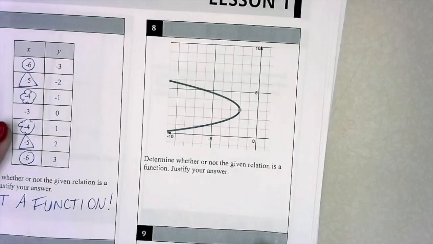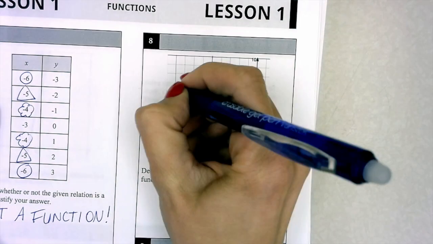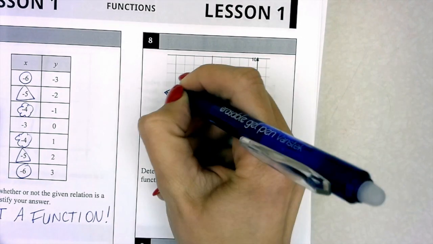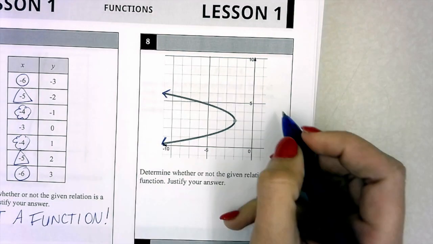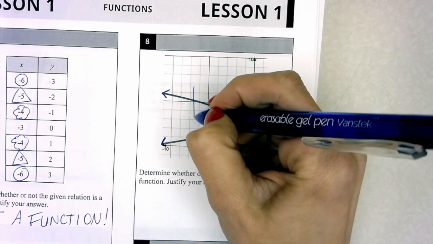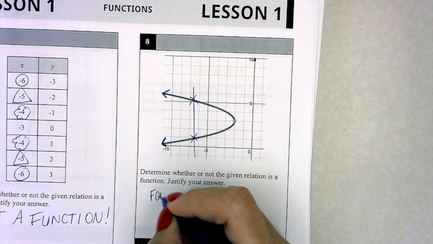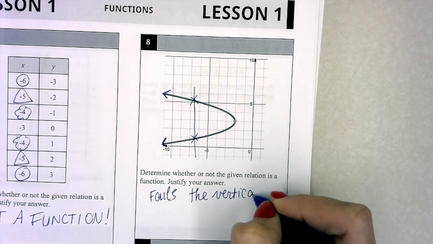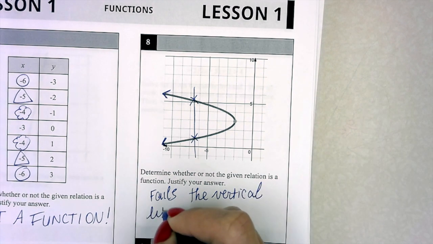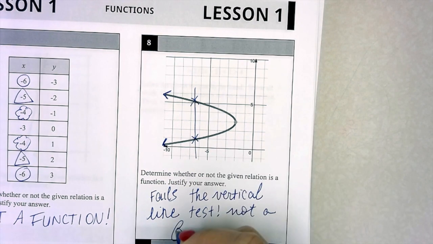Next, I have a graph. My relation is represented by a graph. Really, there should be arrows at the end, but the image I cropped it from didn't have those arrows. We have the sideways parabola. How do you determine from a graph if it's a function? You draw in a vertical line. Fails the vertical, please spell vertical correctly, vertical line test. Not a function. Done.